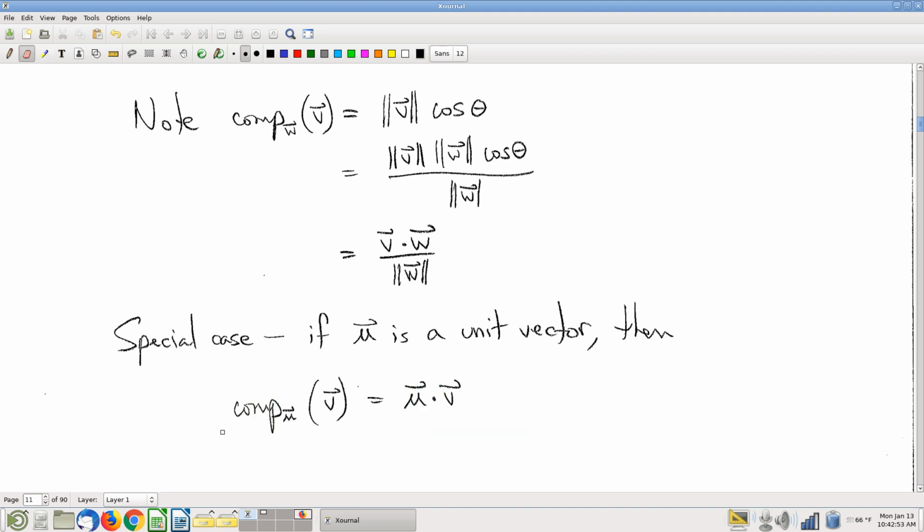Okay. Oh, and while we're at it, let me just also point out, notice that when we're computing the component in the direction of a not unit vector, notice you're still dotting with a unit vector.